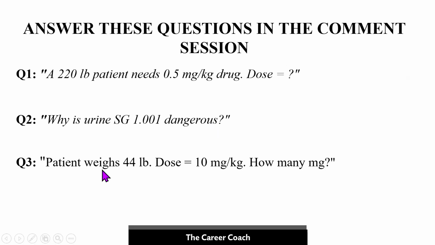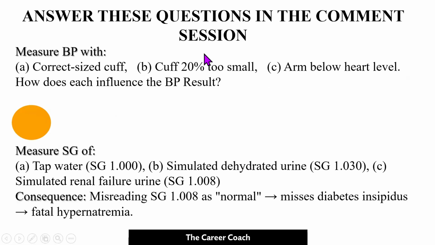Question number 3. A patient weighs 44 pounds. The dose is 10 mg per kg. How many milligrams will be given? These are important for your clinicals.